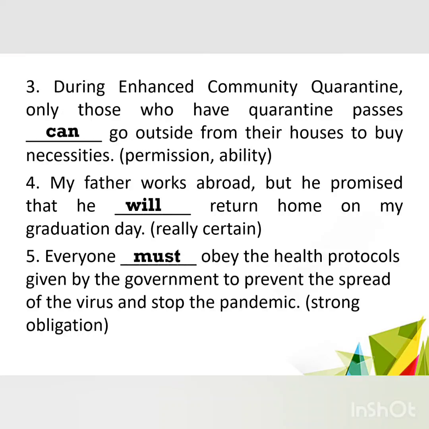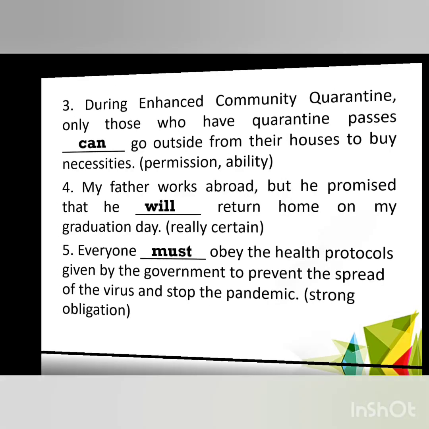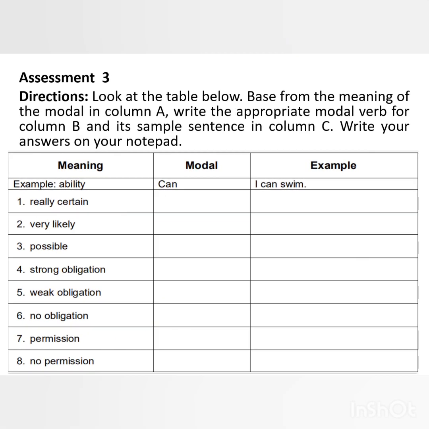And now, we're down to the final activity. Look at the table below. Based on the meaning of the modal in column A, write the appropriate modal verb for column B and its sample sentence in column C. Write your answers on your notepad. One modal is given as an example, and that is the modal can. For the list, we have number 1, really certain, number 2, very likely, number 3, possible, number 4, strong obligation, number 5, weak obligation, number 6, no obligation, number 7, permission, and number 8, no permission.